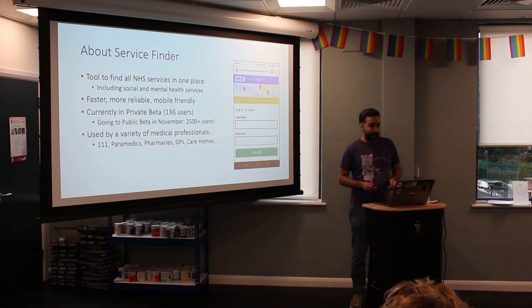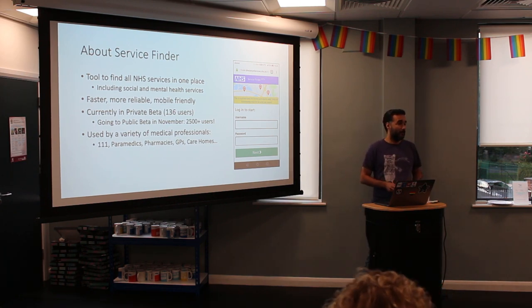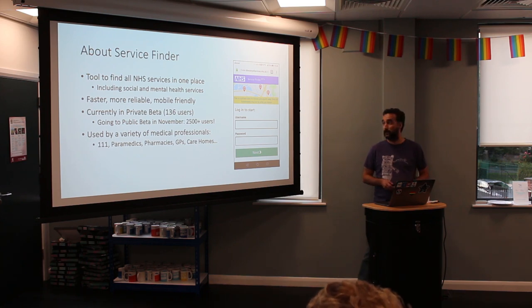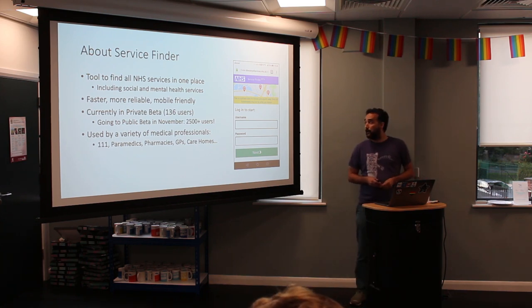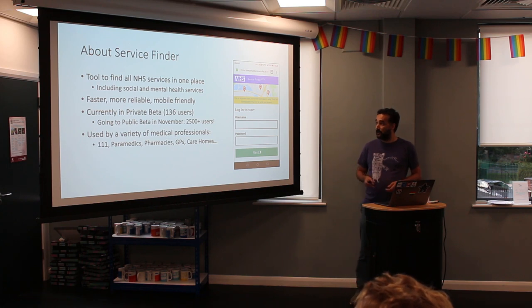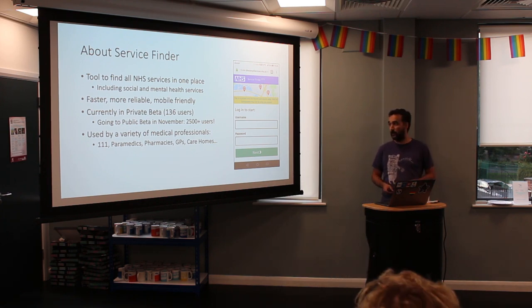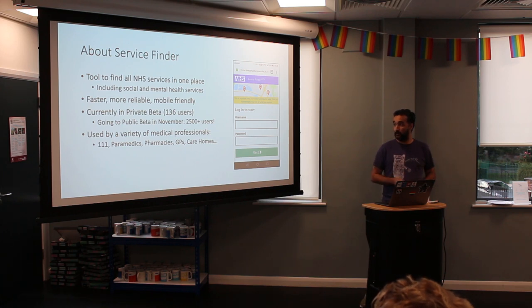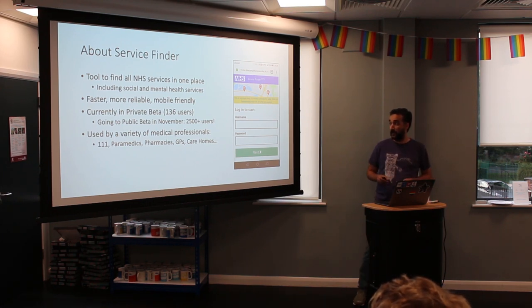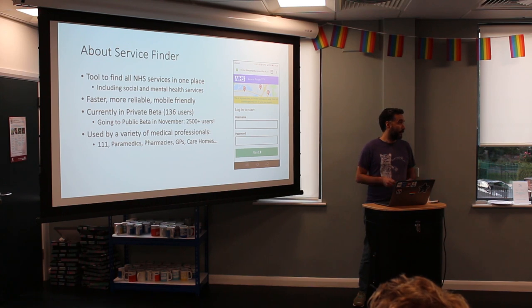BJSS has been engaged for the last year to build the next version of Service Finder. It's obviously a much improved version. It's faster, more reliable, more mobile friendly. At the moment, we're in private beta. In November, we're moving to public beta, so we're going to go from 136 users to over 2,500 users. And it's not just used by 111, but also by all sorts of medical professionals, like pharmacists, GPs, paramedics, etc.